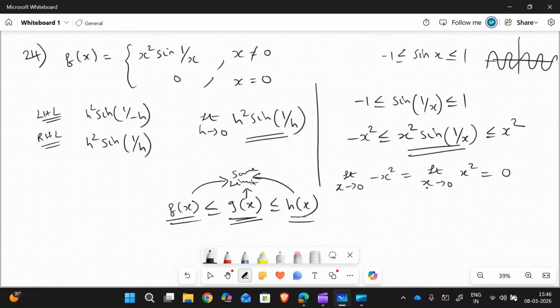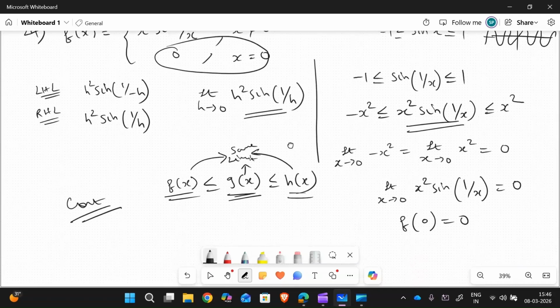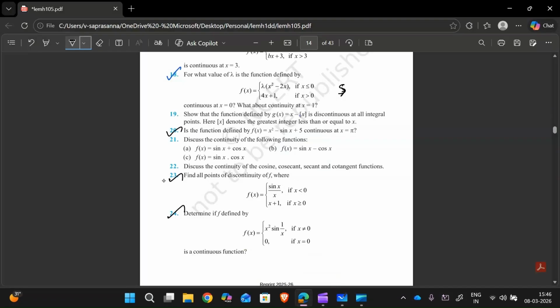So now, because minus x square and x square, limit x tending to 0, go to 0, your limit x tending to 0 of x square sine of 1 by x will also be 0. And we got f of 0 is also 0 from this. So again, continuous. See, every question we are solving, it is coming. We will see discontinuity also, but every question has some variety. That is the point we want to understand.